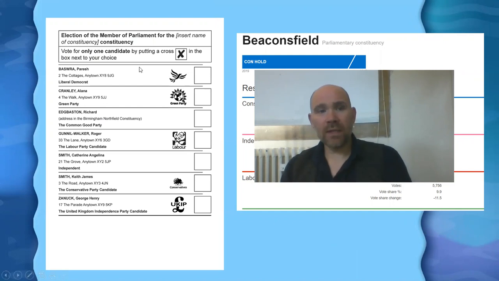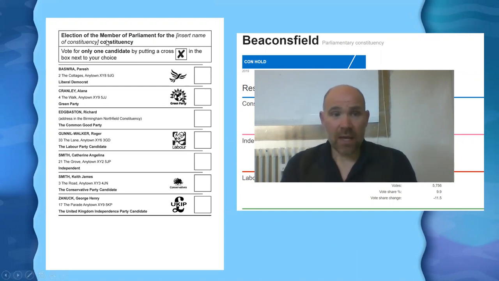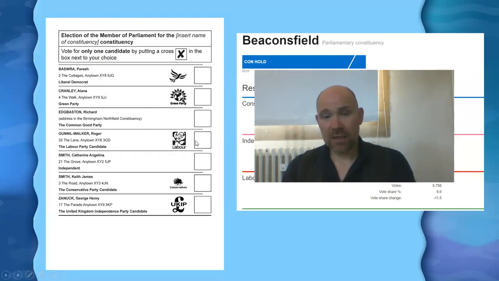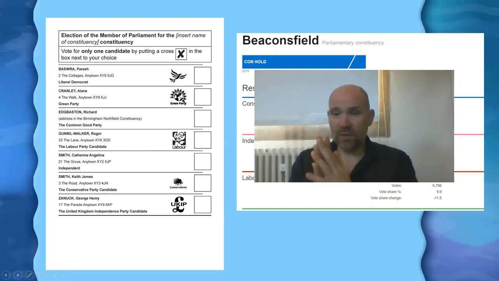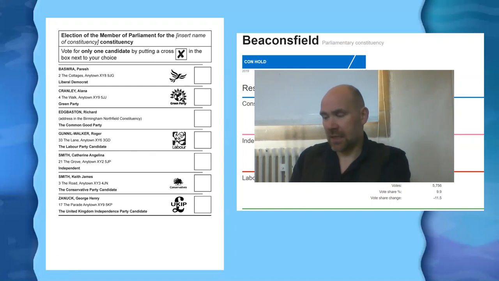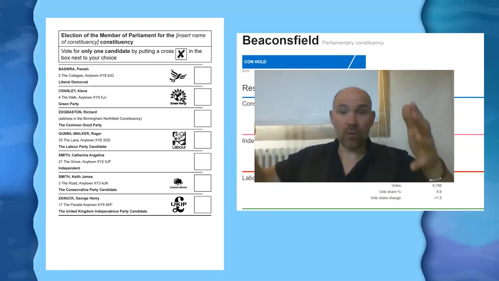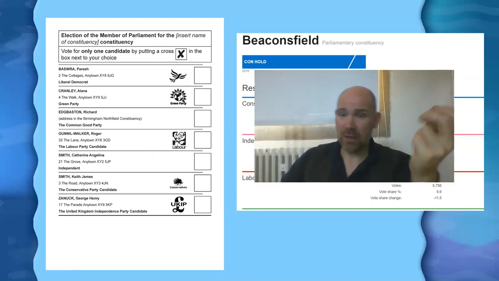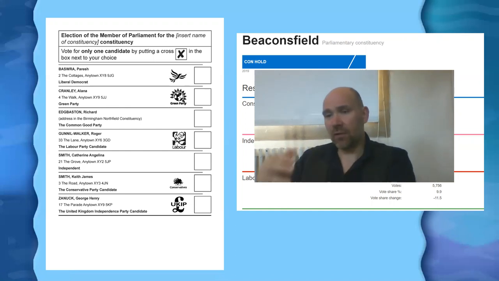What we can see is the instructions are very simple. Election for a member of parliament for wherever it might be. You vote for one candidate by putting a cross in the box next to your choice. So you basically look through the list of people and you put a cross in the one you want, whichever one it might be, Conservatives, UKIP, Labour, Green, whatever. Then you normally fold it up and take it back to the person that gave you the paper, and there'll be something there called a ballot box. Your ballot paper goes in the ballot box, and you fold it and put it in, and the idea is it must be completely secret.